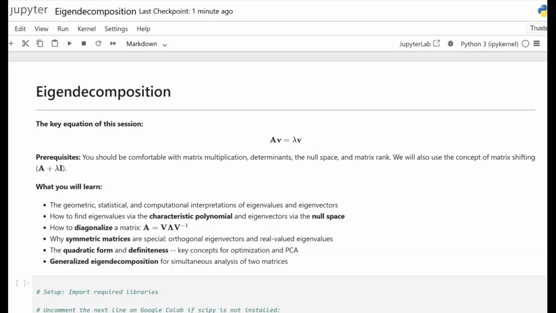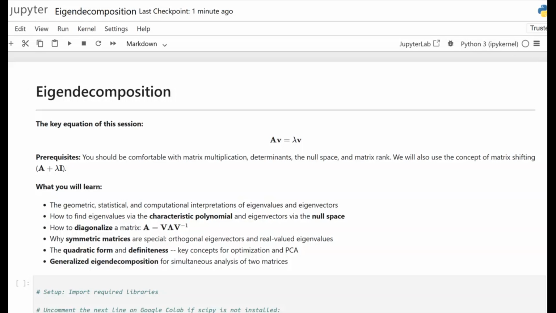Dear friends, today we are going to discuss eigendecomposition, which is one of the most powerful and beautiful ideas in all of linear algebra. It takes a square matrix and reveals its fundamental structure, that is, a set of special directions, which we call eigenvectors, and an associated scaling factor, that is what the eigenvalue is. Together they tell us everything about what the matrix does.